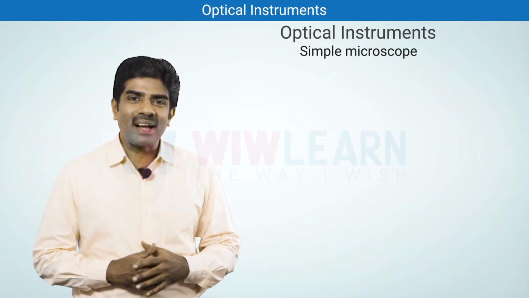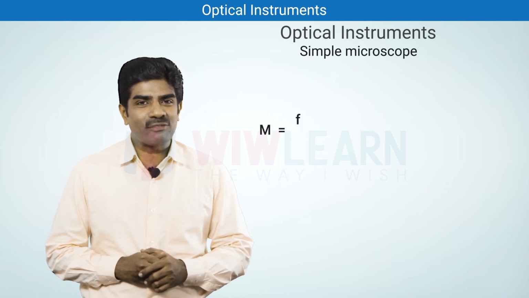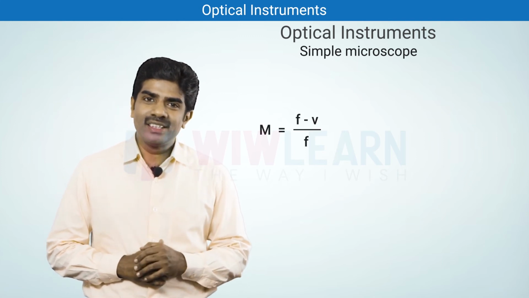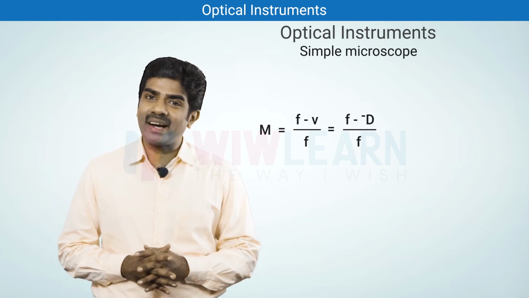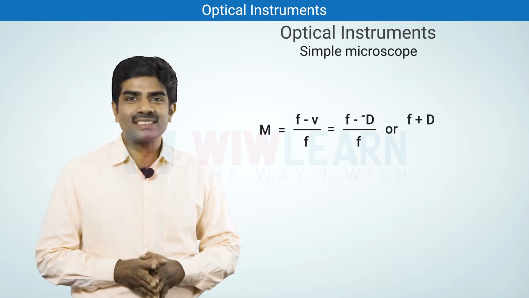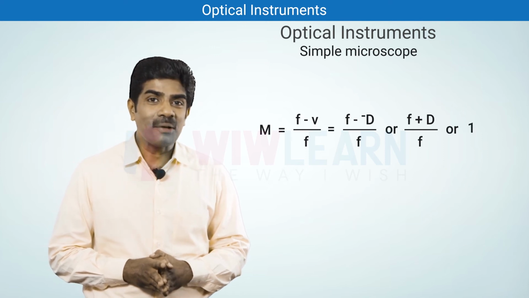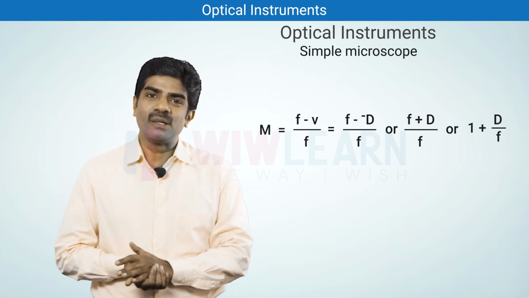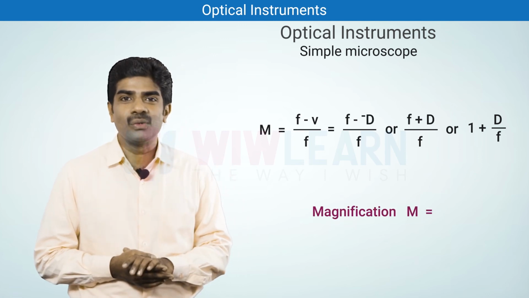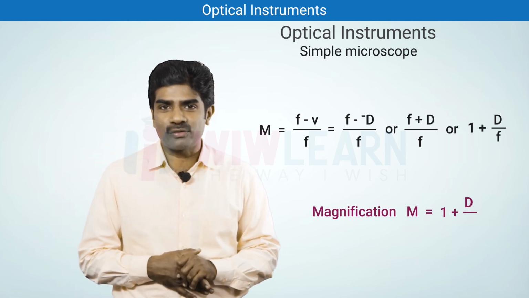We know linear magnification M is equal to F minus V by F. Here V equal to minus D. So it is F minus D by F or F plus D by F or 1 plus D by F. So in the case of normal use, the magnification M is equal to 1 plus D by F.